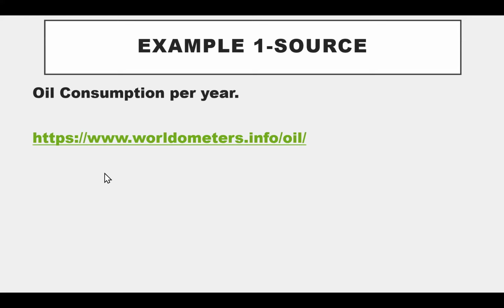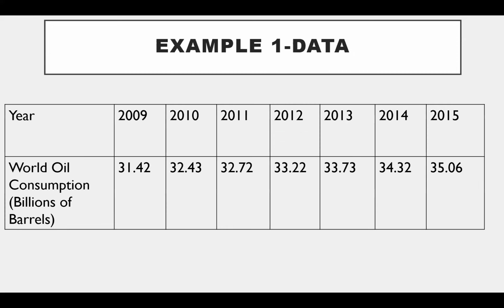Let's look at an example. Now, the source for the data that you're going to see on the next slide comes from here. It is about oil consumption per year. We're looking at the years from 2009 through 2015. World consumption in billions of barrels of oil. You can see that in 2009 it was about 31.42, and then generally it moves up, and in 2015 it was 35.06.